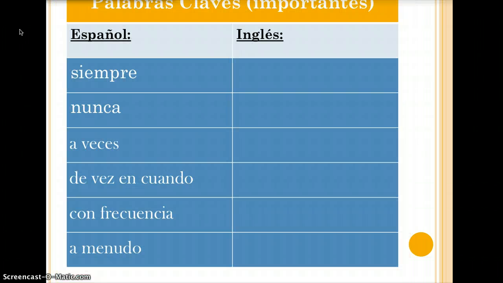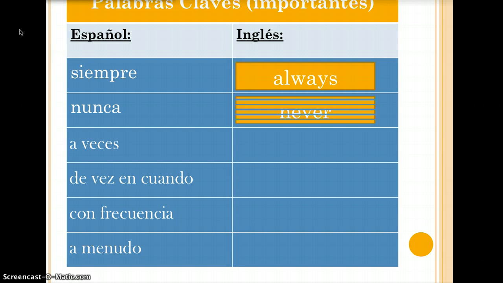Our last and final slides here. Palabras claves o importantes. These are key words, or important words that when you see them, they trigger the imperfect tense. So when you see these words or phrases, you're going to use the imperfect tense, and you need to know what they mean. So let's go through them now.